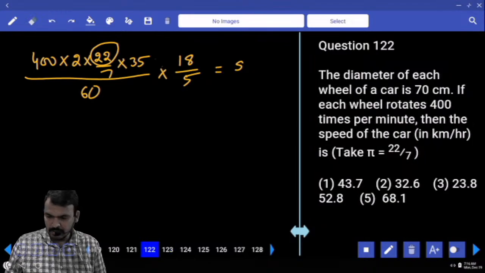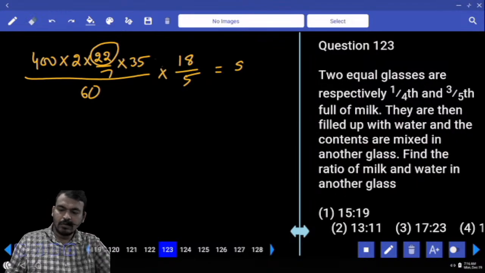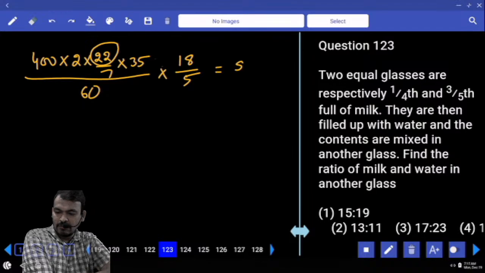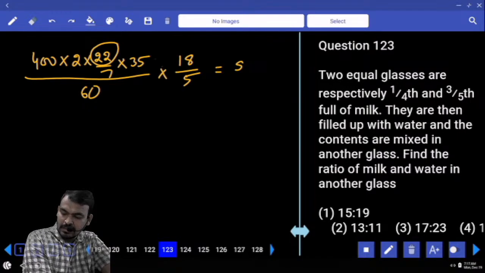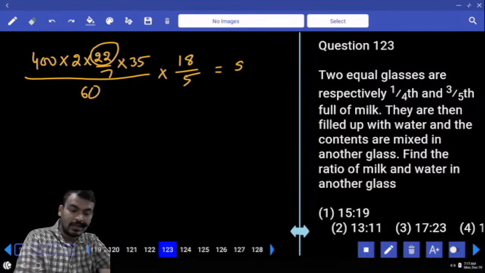Next question, number 123. Two equal glasses are respectively 1 by 4th and 3 by 5th full of milk. They are then filled up with water and then the contents are mixed in another glass. Find the ratio of the milk and water in the other glass.